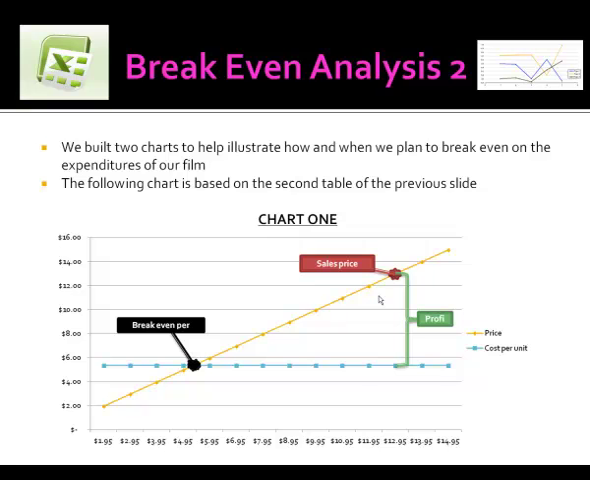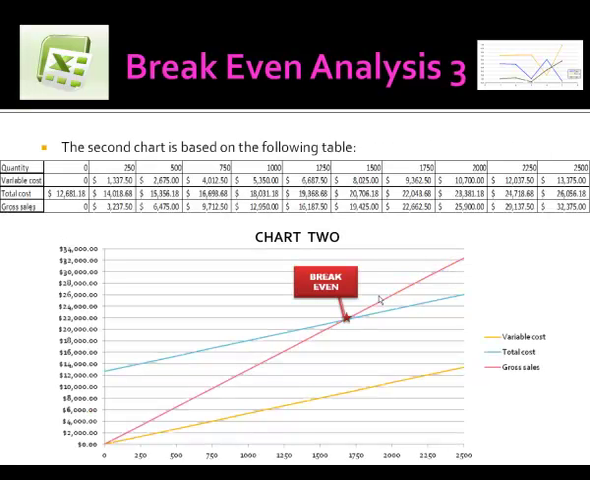We built two charts to help illustrate how and when we plan to break even on the expenditures of our film. Absolutely. You see the break even point, the sales price, and the profit. Basically, just an expansion off the two tables that were in the previous slide. So you see that quite a bit of profit is to be made when the price is around $13. You see the break even per unit is about $5.60 or $5.35. So that's good there. Moving on. We added in gross sales, variable cost, and things like that, and developed a new break-even chart here.